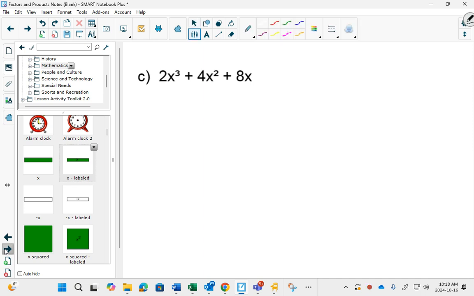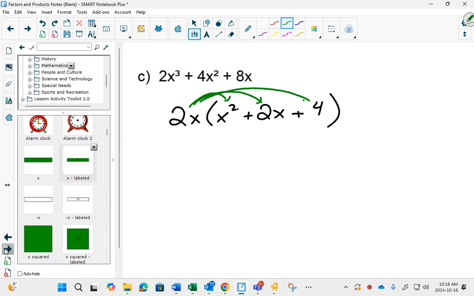Third one. 2, 4, and 8. Did you see that you could pull out a 2? And then looking at the variables, there is an x in common, leaving you with still 2 more x's in that one, a 2 and an x in this one, and just a 4 in the last one. Do a quick check by multiplying it out to see if it works.